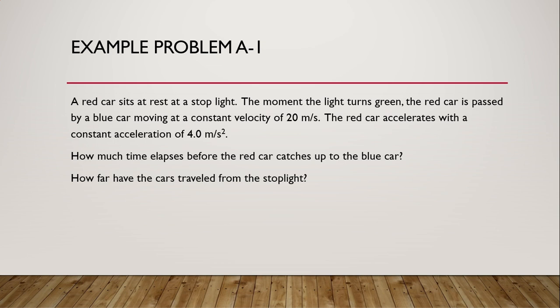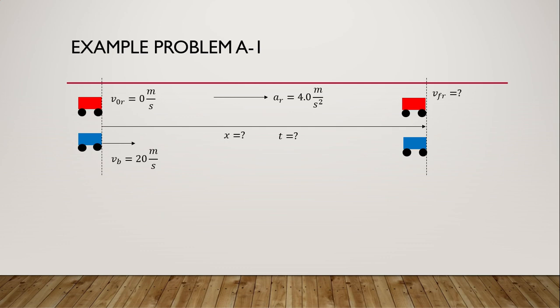So here we have a red car which is sitting at rest at a stoplight, and the moment the light turns green, the red car is passed by a blue car that moves at a constant velocity. The red car is going to accelerate with a constant acceleration, and I want to know two different questions. How much time elapses before the red car catches up to the blue car, and how far have the cars traveled from the stoplight during that time period? So here's the situation we have.